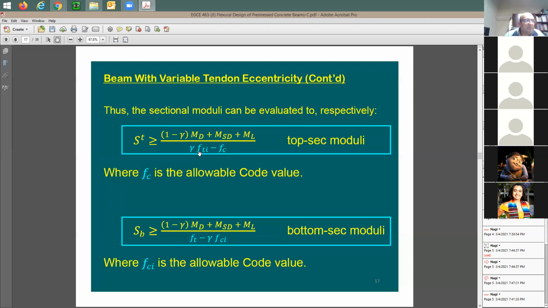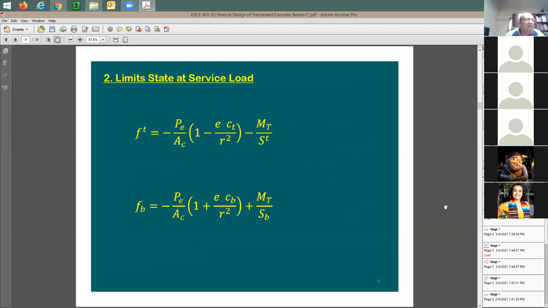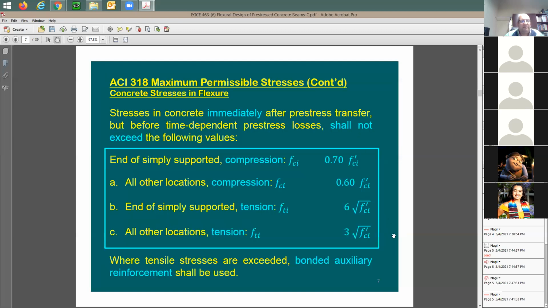Where did you get these values from? FTI, FC, FT, and FCI. I'm going to take you back. I'm going to say we have them all here. It's going to be this slide. Here's FCI. Here's FTI. Or it's going to be this one, actually.